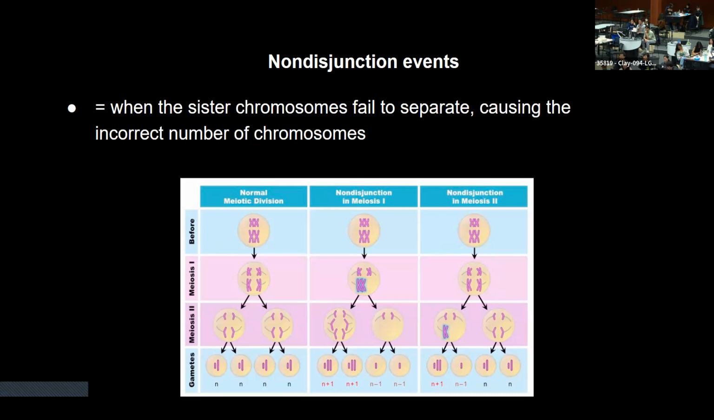Now, which one is more severe? Non-disjunction in meiosis 1 is much more severe as a condition, because notice, instead of having 2 normal daughter cells, we have no normal daughter cells, which is obviously not good.